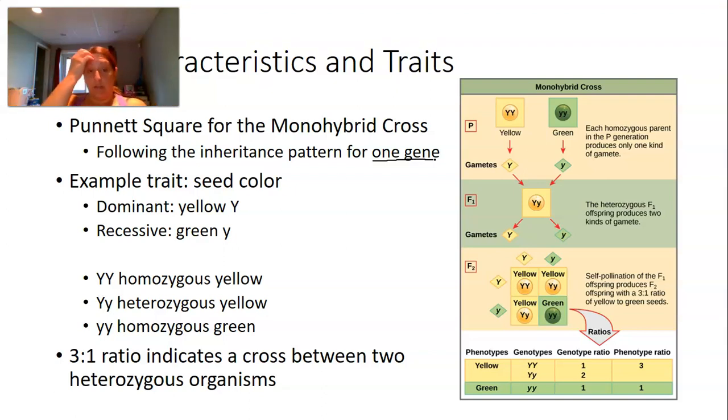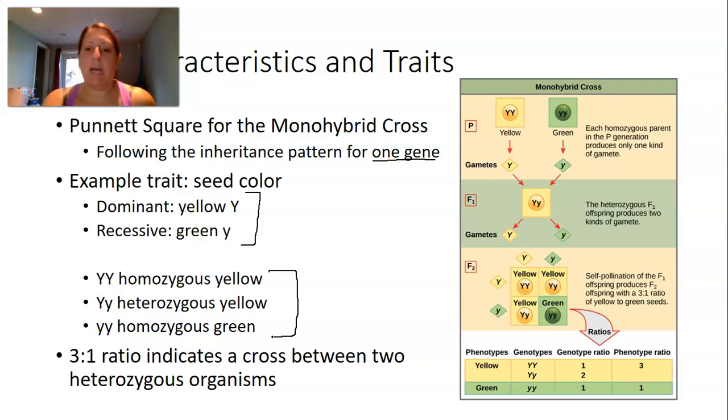So again, we're looking at color. And we know that yellow is dominant to green. And so right here, we've defined our alleles. So big Y is going to be yellow, and little y is going to be green. Let's make sure we understand what genotypes can be produced. So big Y, big Y would be homozygous yellow. Big Y, little y would be heterozygous, still giving you yellow. And little y, little y would be homozygous green.